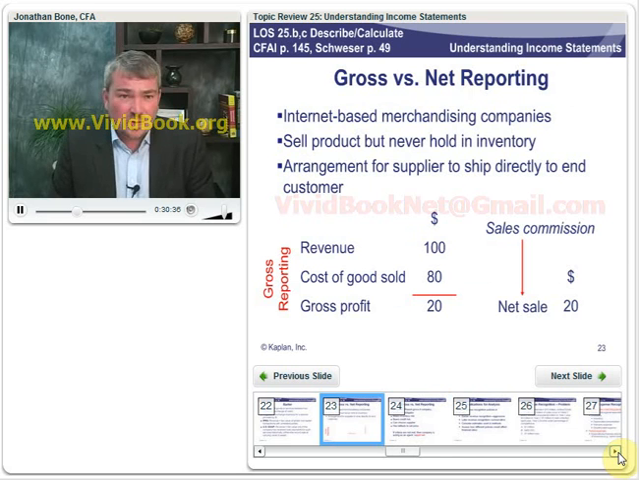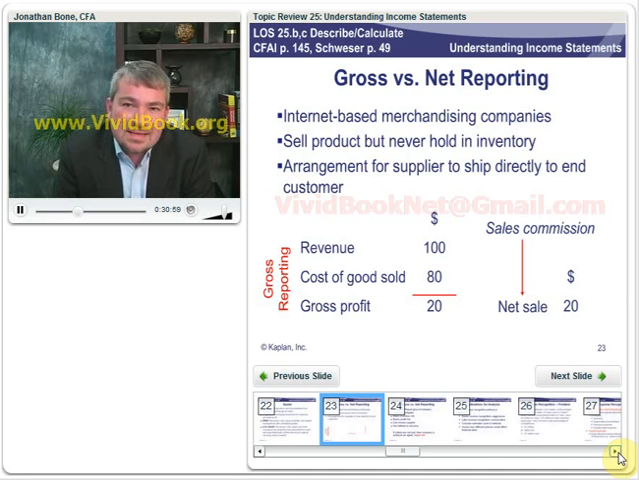Gross versus net reporting, this is really to do with internet merchandising companies. So companies a bit like Amazon. Now, some of these merchandising companies may sell you the product but never hold it in their own inventory. You might have noticed this. Sometimes, essentially, all that Amazon does is it sells the product and then passes your order to one of its third-party retailers. In this case, then the internet-based merchandising company is really acting as an agent. All they're really doing is arranging for one of their suppliers to ship directly to the end customer. So, essentially, in that situation, they're acting like an agent, so they should report the net sale.